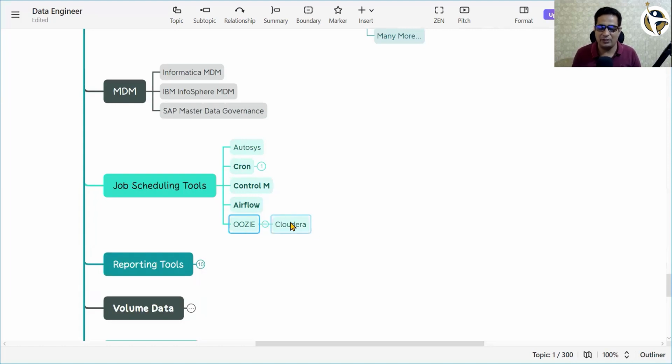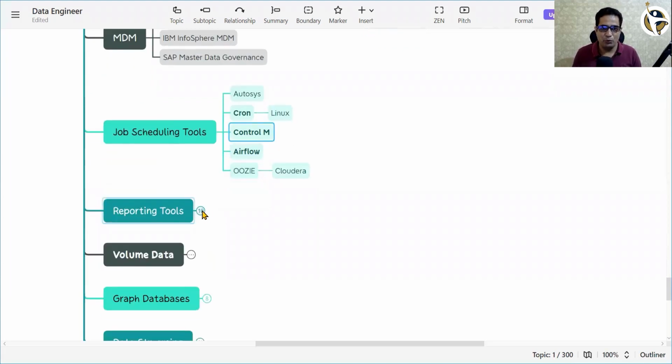When I was working in Cloudera, Oozie was being used for job scheduling. But it is not just Oozie, you can use even normal Linux crontab, or AutoSys and Control-M also. In most of the cases I have seen Control-M being used. But again, it is not a rule of thumb.